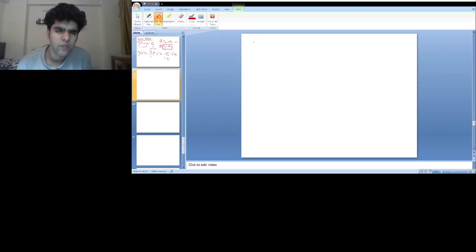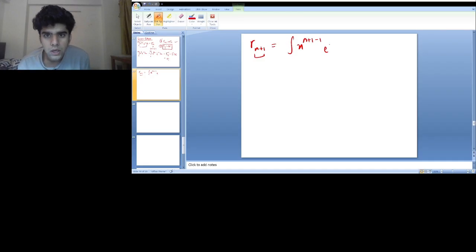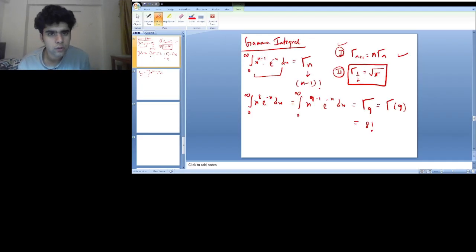So I am proving the first property now. I'll write this as equal to x to the power n minus 1, but I have n plus 1 here, so I'll write n plus 1 minus 1 e to the power minus x dx from 0 to infinity. Let me show you again. This was x to the power n minus 1. Whenever I have n minus 1 in the power of x, this is equal to gamma n.